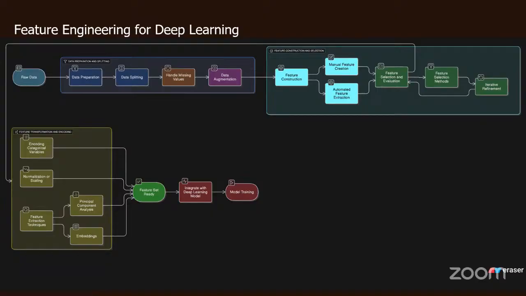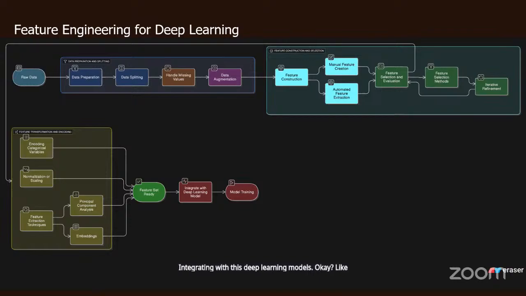Likewise, we can transform and encode, and use it for multiple things like encoding, scaling the data set, reducing the dimensions, and forming embeddings if our data set is in textual format. All these things we can do here. After this, once our features, the X inputs we are going to send, are ready, we can use them for integrating with deep learning models.